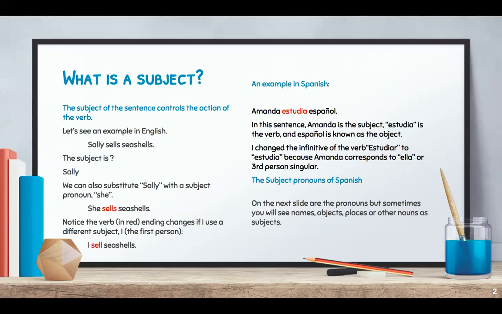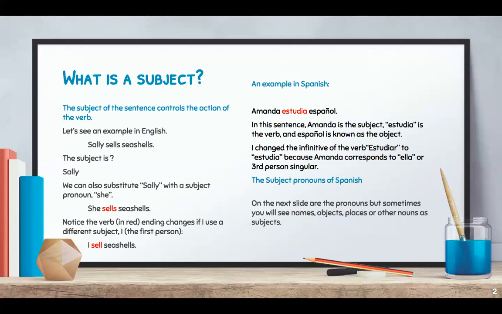The subject is what there? Sally. Okay, Sally is the one selling seashells. We can also substitute Sally with what we call a subject pronoun. In English, this is she. She sells seashells. Notice the verb, which I put in red. The ending changes if I use a different subject, even in English. So if I change this to I, or the first person, it becomes I sell seashells. Much easier to say, by the way.